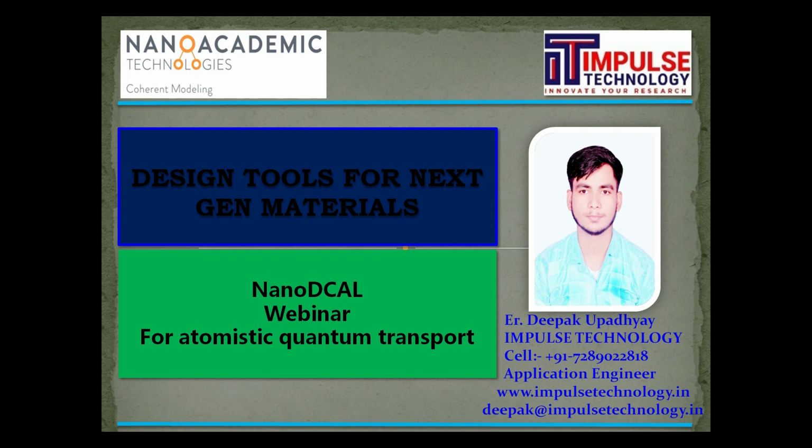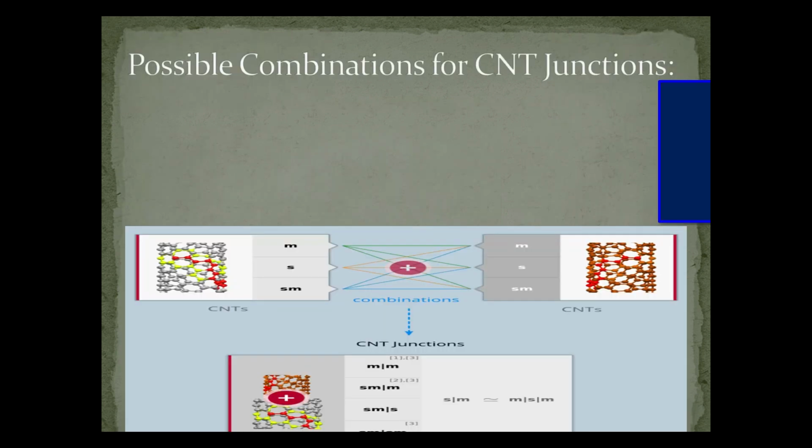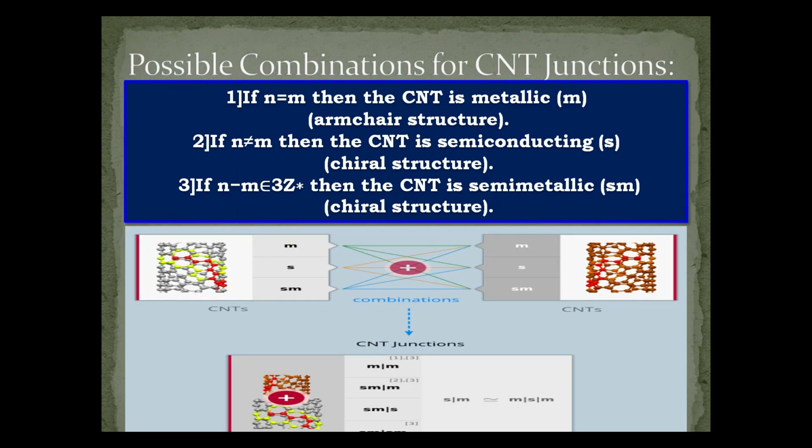Today I will demonstrate how to create a carbon nanotube junction with the help of Device Studio, that is a user interface for NanoDCAL and Rescue software. This is the possible combination of this carbon nanotube junction, and the structure of this CNT depends upon the value of A and M, like armchair structure, zigzag structure.